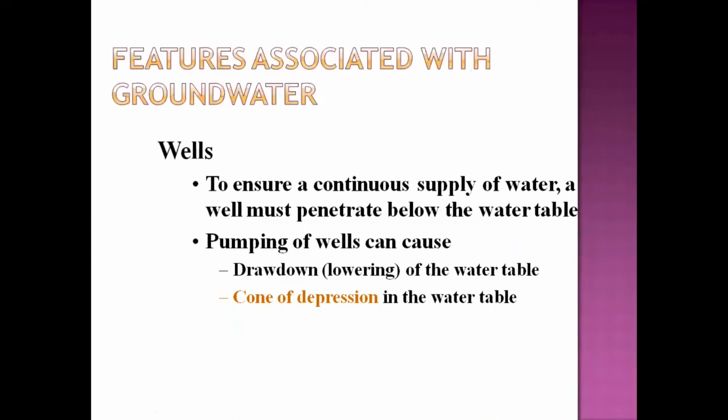Or there are some other features that are associated with groundwater. Normally, we make wells to get the water supply and to penetrate the water table. Once you penetrate the water table, you start production of water, and as a result, when you are drawing more and more water, the water table becomes low in that area. As we have discussed some example from Quetta city, where the water level is dropping very fast.